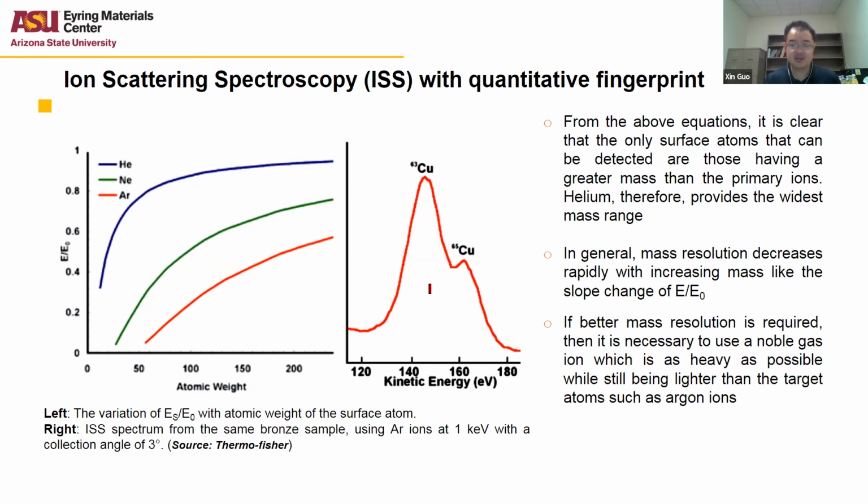Here is a spectrum that we measured on the same bronzing sample, but with argon ions at the same energy ion beam. And we observe that the single peak from the copper is actually two peaks, composed of copper 63 as the major component, and also a shorter peak from the isotope copper 65.